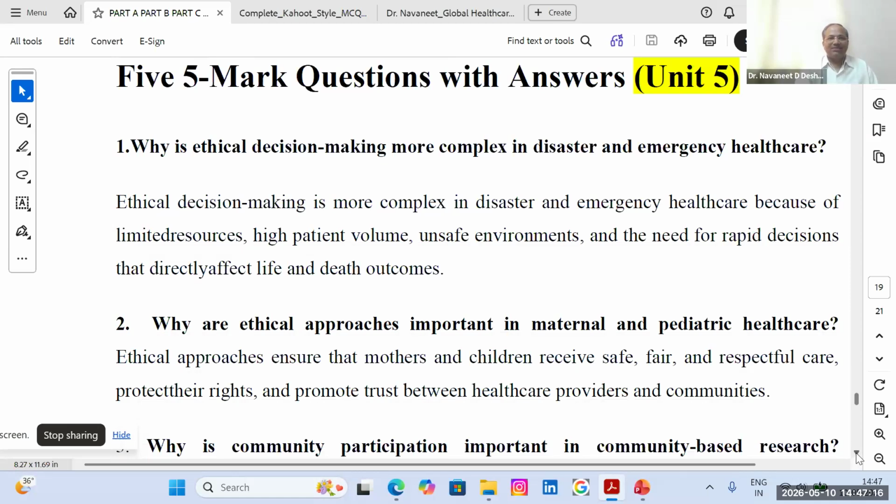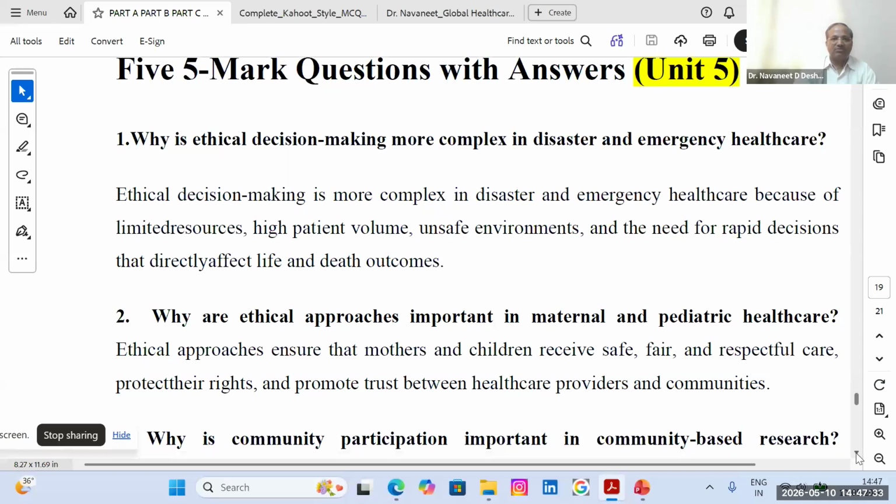The first question is, why is ethical decision making more complex in disaster and emergency healthcare? Ethical decision making is more complex in disaster and emergency healthcare because of limited resources, high patient volume, unsafe environments, and need for rapid decisions that directly affect life and death outcomes.